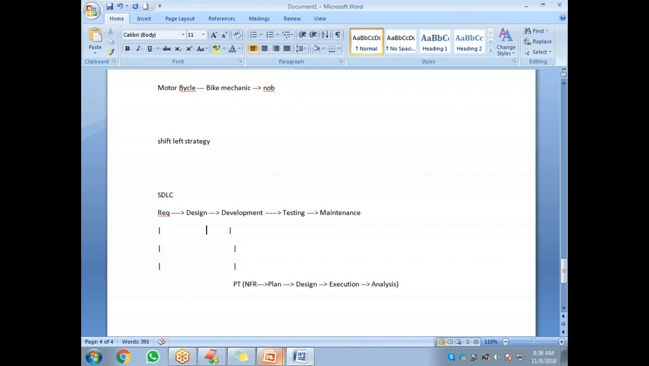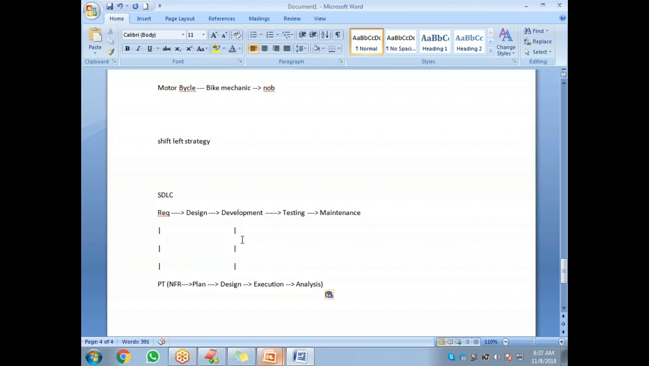Okay, so ideally it should happen from here. Now PT is going to the left side, so they're shifting to the left in terms of SDLC. Ideally, will the clients have that much money to spend and all that? It's a different story, but ideally it should start from here. So you're shifting to the left, so shift left strategy. Okay, so that's what I meant.